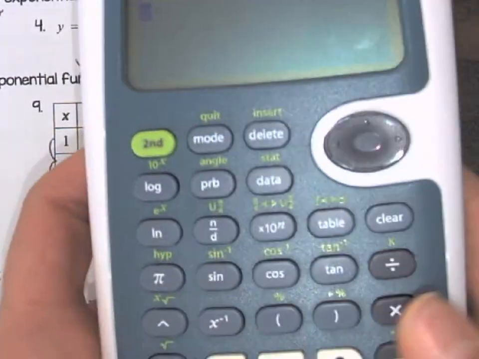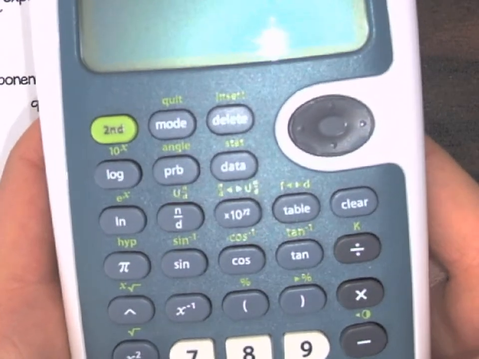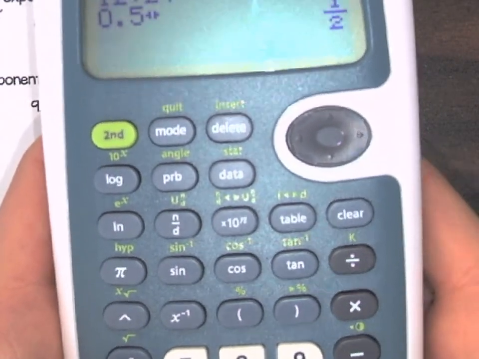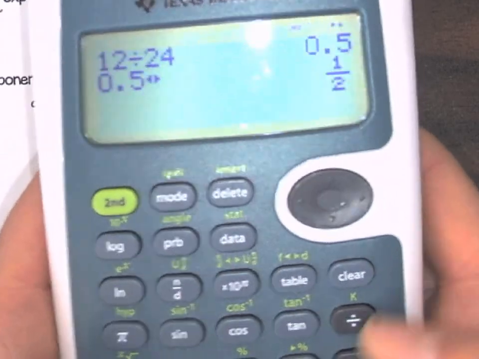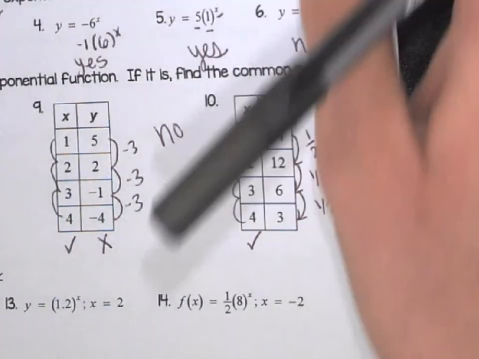Again, if you're not sure, you can do the second divided by the first. 0.5 is the same as saying 1/2. Okay, and you could do that for each of these, and you'd find that it works out like that.